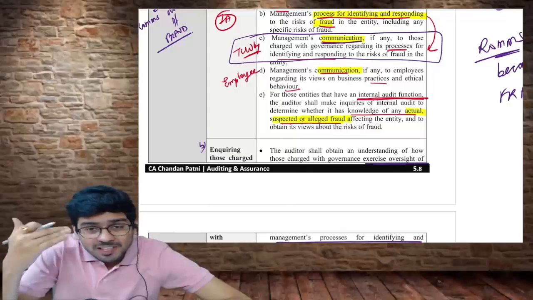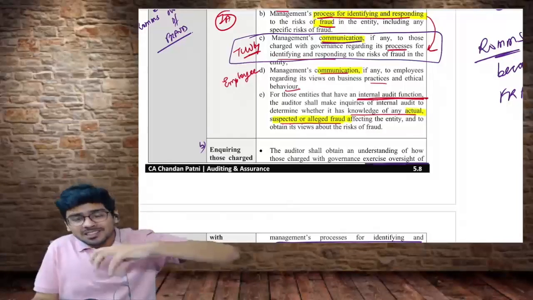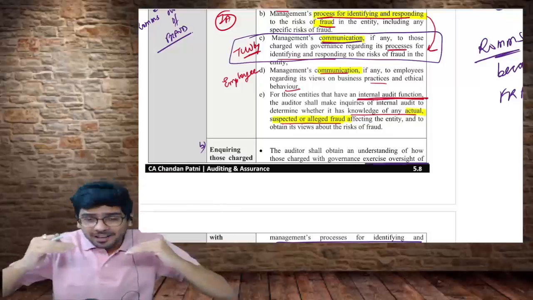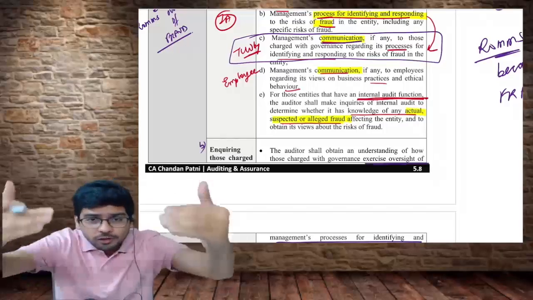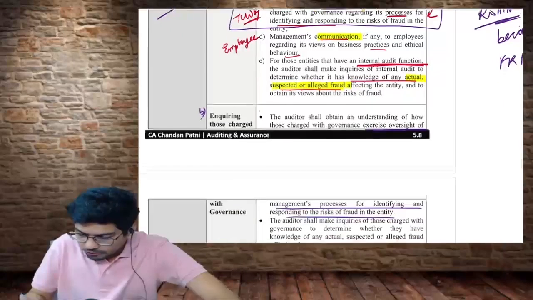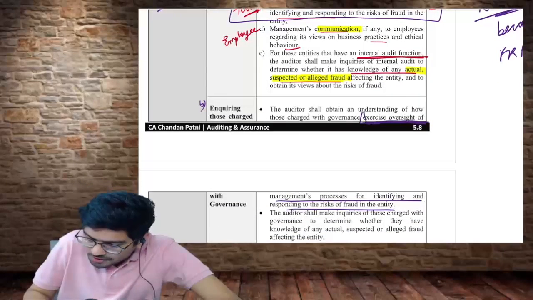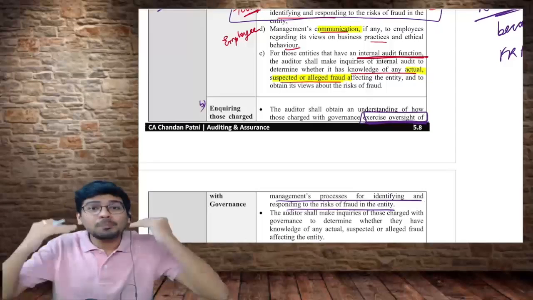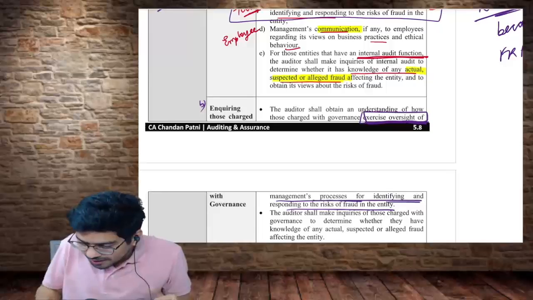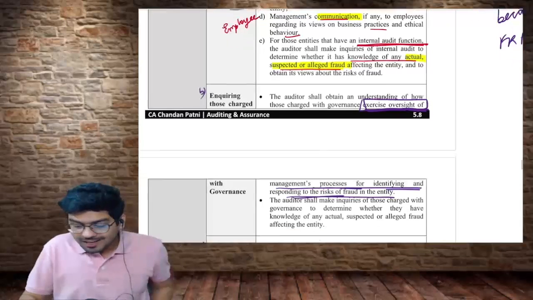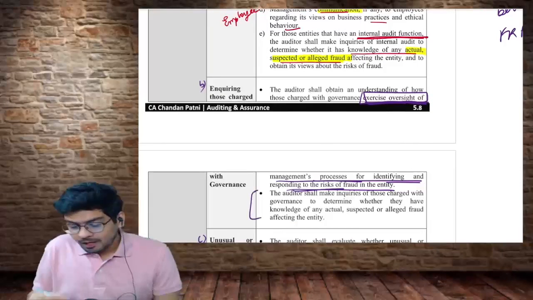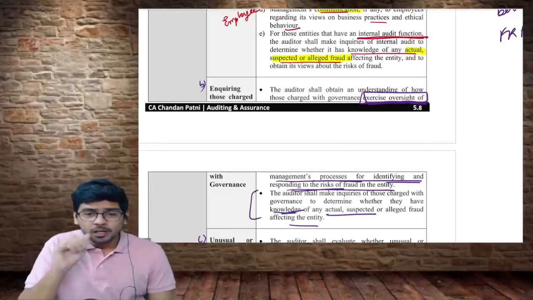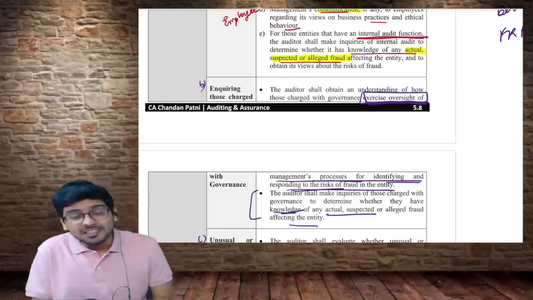Okay, but now at the same time, I also need to see whether TCWG is keeping an eye on the management's process, whether they act as an oversight mechanism to the work of the management with respect to fraud. Okay, so we have a point here, whether they exercise oversight on what? Whether they keep an eye on the management's process for identifying and responding to the risk. Okay, and I shall also be asking them whether they have any knowledge of actual, suspected or alleged fraud affecting the entity. So what are the 2 things I am going to ask to the TCWG?